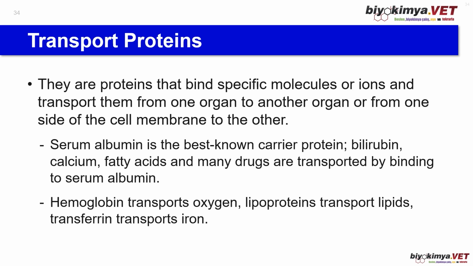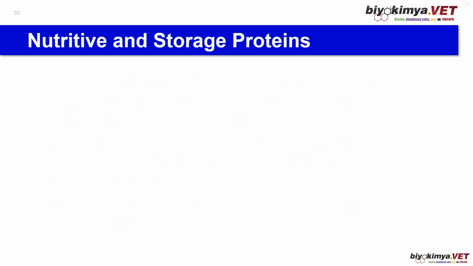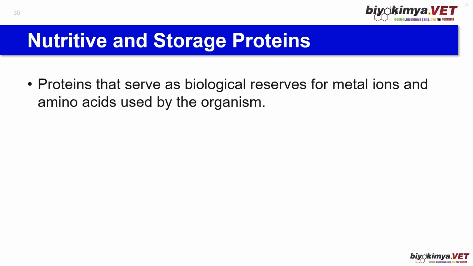Transport proteins found in the plasma membrane and intracellular membranes of all organisms bind glucose, amino acids, and other classes of substances and transport them from one side of the membrane to the other. Nutritive and storage proteins serve as biological reserves or reservoirs for metal ions and amino acids used by the organism.